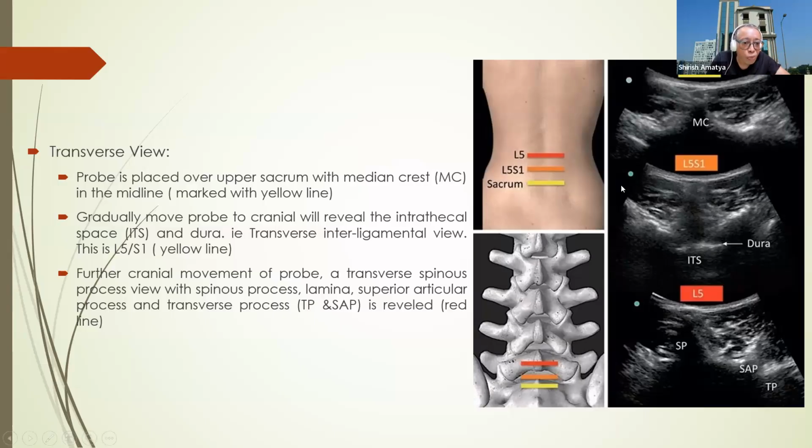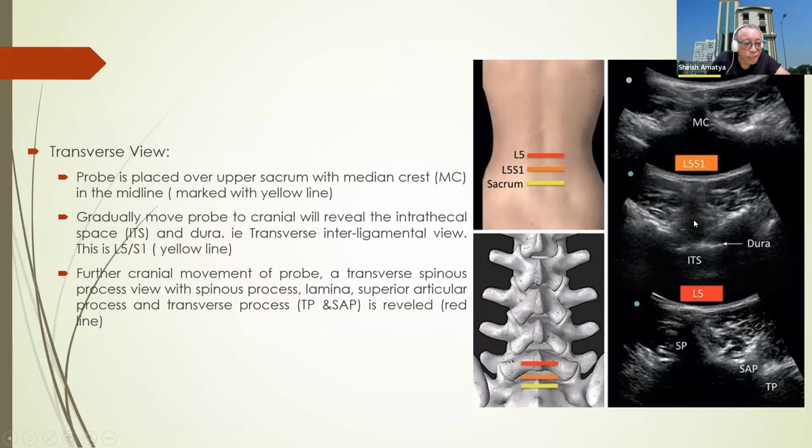And if we move the probe slightly above, or slightly cranially, then suddenly this medial sacral crest will vanish, and we can easily see the intrathecal component, like the posterior dura and anterior dura. So this is the transverse interligamental view at the level of L5-S1.